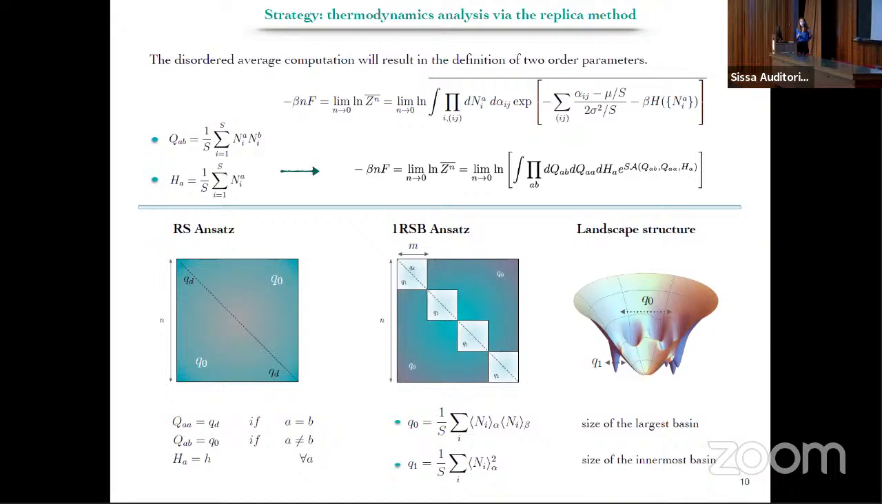We can, in particular, use the replica symmetric ansatz that David Saad also mentioned before, or the one-step replica symmetry breaking ansatz, which allows us to get information also on the size and the depth of the basins of attraction.